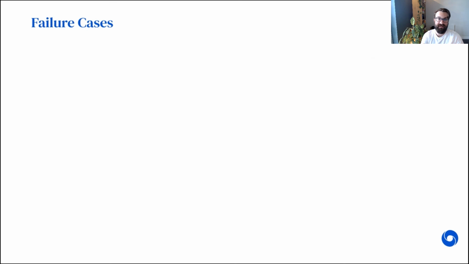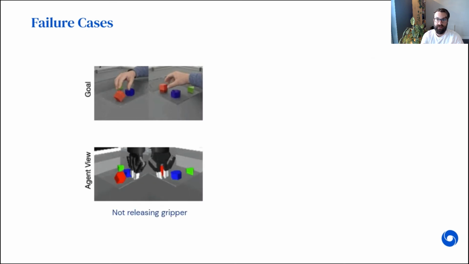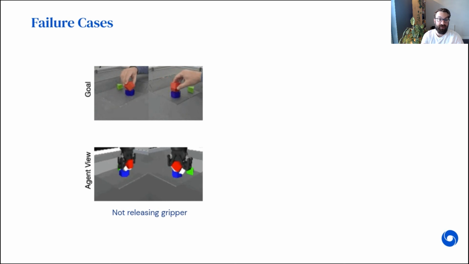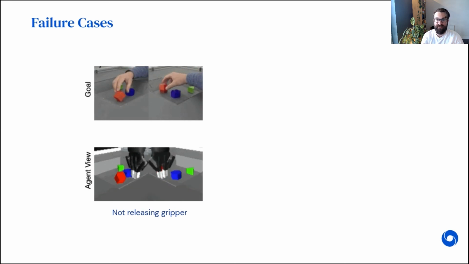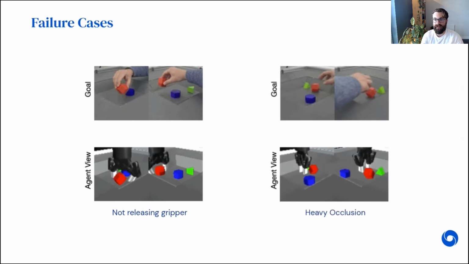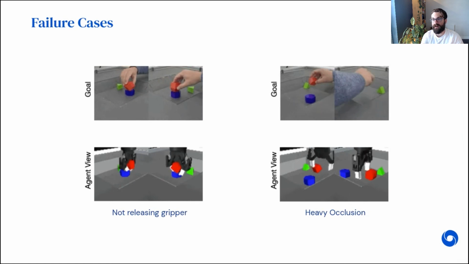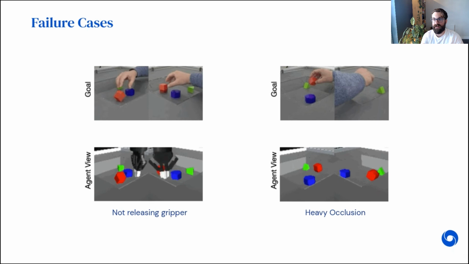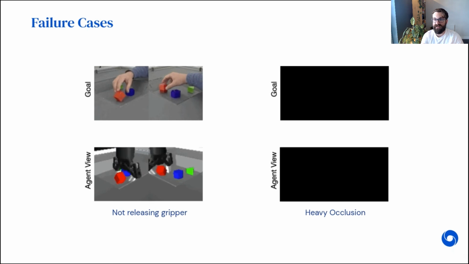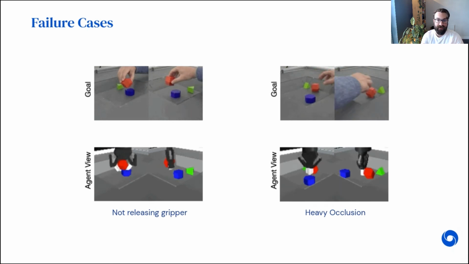And for some failure cases, there were cases like this where, although we did track the trajectory, the gripper was not released. So that doesn't count as a success, that counts as a failure. And there were other cases where our demonstrations had some heavy occlusion on one of the cameras, and our agent was not able to deal with that.